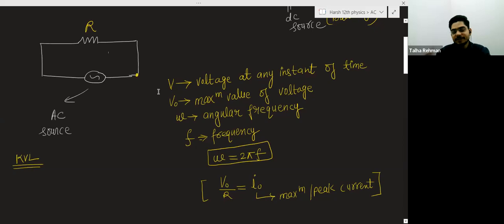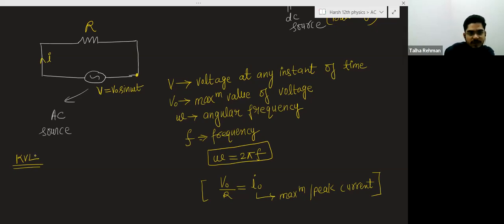We can calculate the voltage from the current, or we can calculate the current from the voltage. So basically I am calculating the current from the voltage. V is equal to V naught sine omega t we have, and this is the current, and the equation of the current we don't know. So we will apply the Kirchhoff's voltage law here.